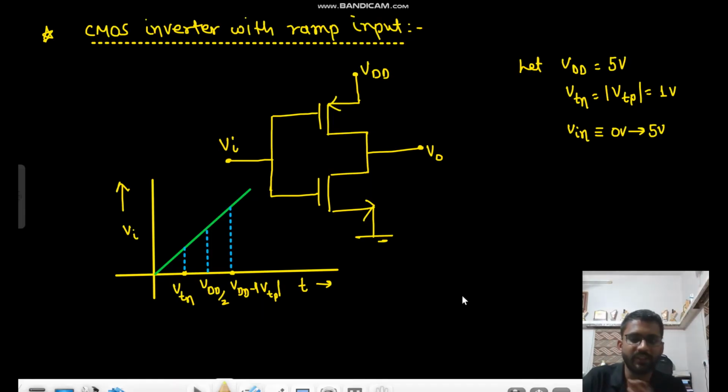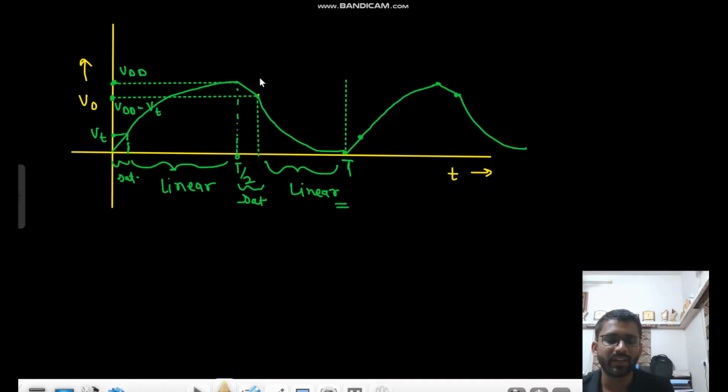Hello everyone. Now we will see a very important topic, that is CMOS inverter with ramp input. This is the input we have, and this is the inverter that we have previously studied. Previously we studied the pulse input, now we will study the ramp input. VDD equals 5 volt. We are taking VTN, the threshold voltage of NMOS, and VTP, the threshold voltage of PMOS, equal to 1 volt, and we are increasing V in from 0 to 5 volt. For better understanding we are taking the values, but when we draw the characteristics, like in the previous video, I didn't write the values; instead I wrote the exact expressions, right?